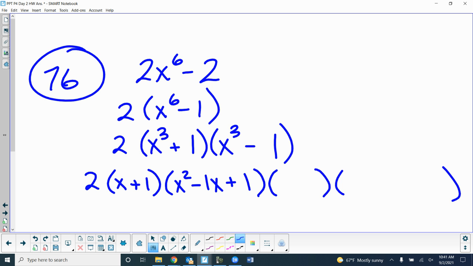So again, we take that first term and square it to get the x squared. To get the middle term, we go x times 1 and change the sign. And then the last term, we square the 1.